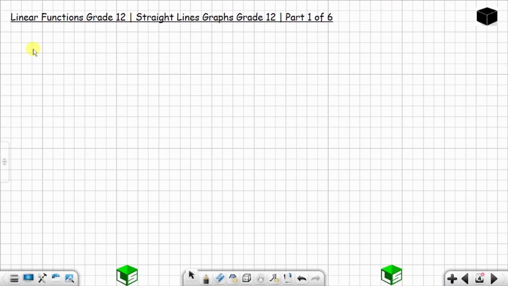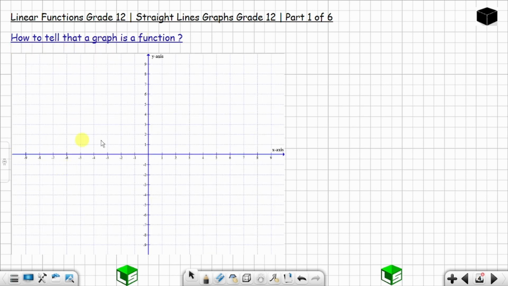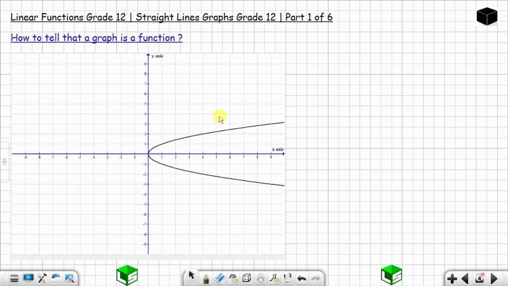Okay, let's see another graph and see if it is a function. How to tell that a graph is a function. Let's say you have your Cartesian plane and you have the following graph, right? This graph in black. Okay, is this graph a function? Before you decide, you can see, for example, 9. 9 is matching up with 3 in the y-axis, and 9 is also matching up with -3 in the y-axis.